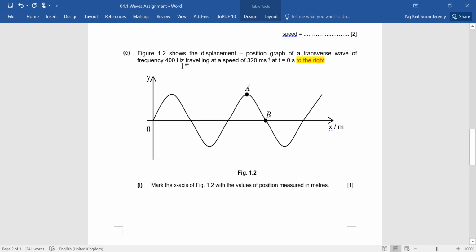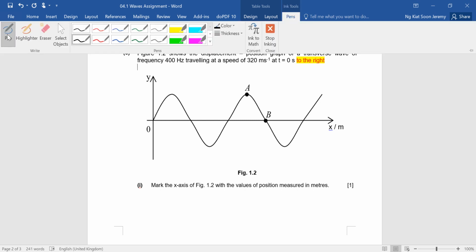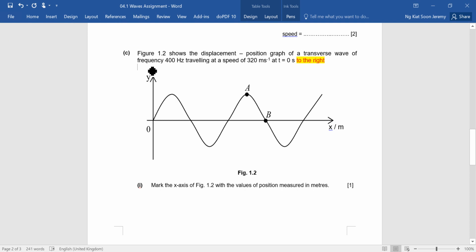So, this Figure 1.2 shows the displacement-position graph of the wave. Displacement-position is the same as a displacement-distance graph. So this is actually this distance. It's a transverse wave with frequency 400 hertz and a speed of 320. So we can have a look at the fact that these two are the important parameters given in the question, right?